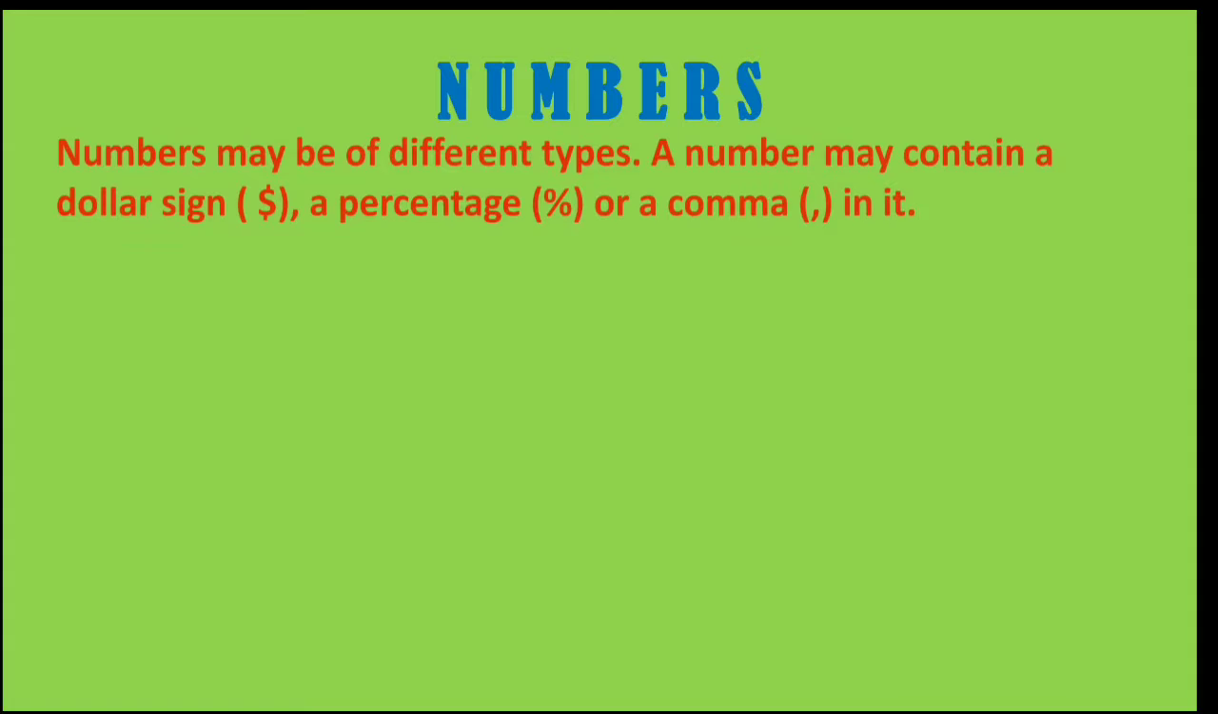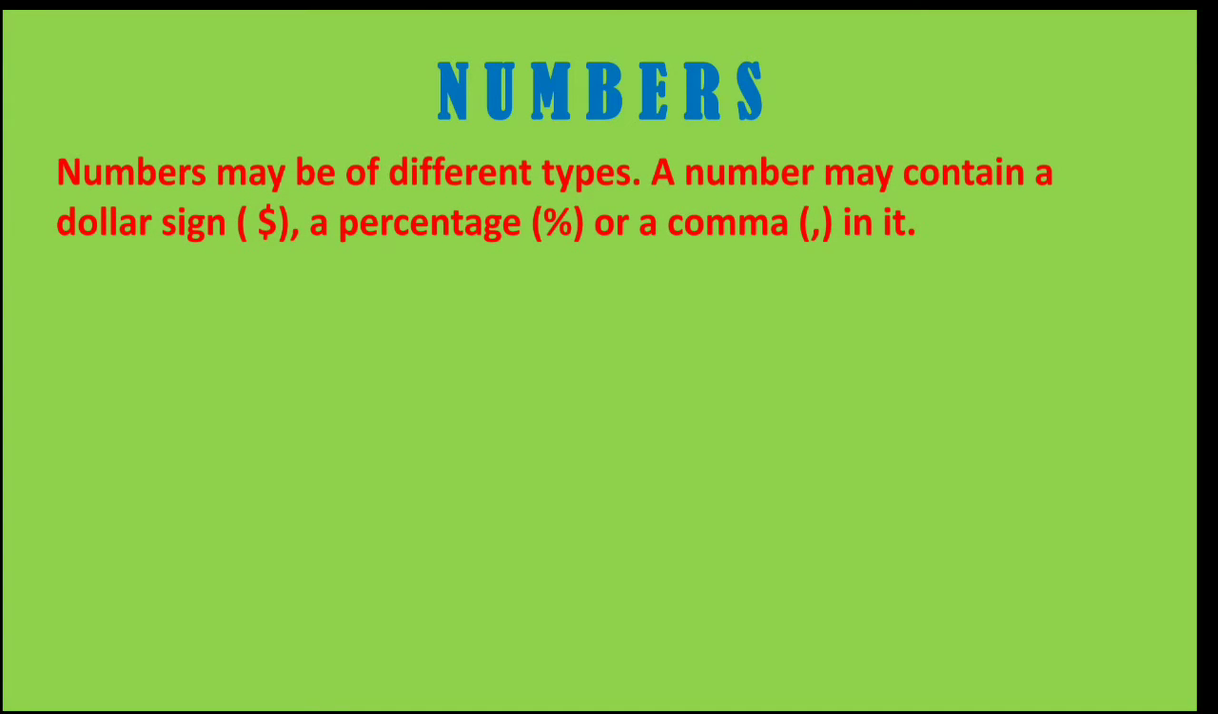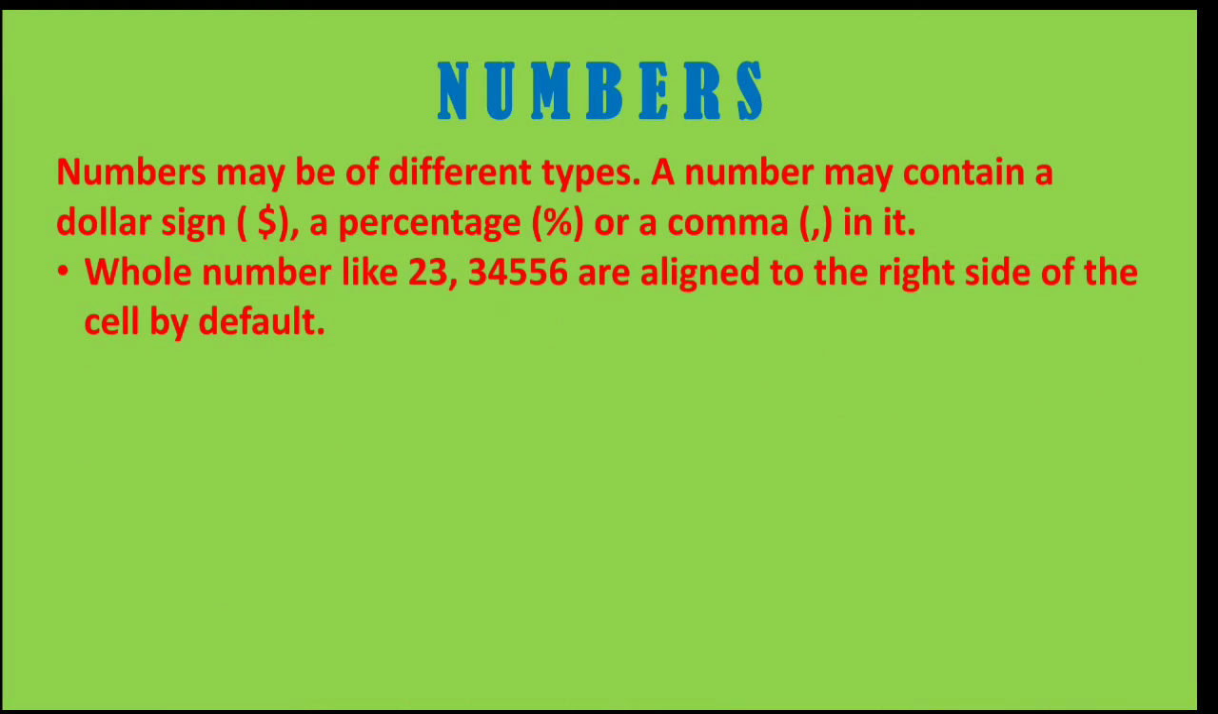Numbers. Numbers may be of different types. A number may contain a dollar sign, a percentage or a comma along with the digits. Whole numbers like 23 or 34,556 are aligned to the right side of the cell by default. So numbers are generally aligned on the right side, whereas text is aligned on the left side by default. If I don't want it on the right or left side, we can always change the alignment by clicking on the alignment button.